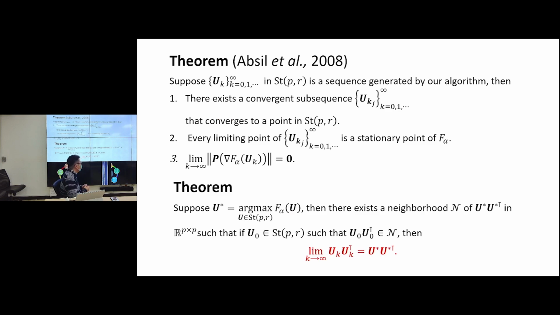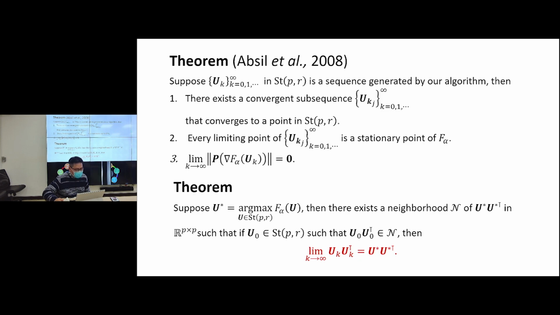So we give two theorems here. The first theorem you can refer to in this book. Suppose U_k is a sequence on the Stiefel manifold generated by our algorithm. Then there exists a convergent subsequence U_kj converging to a point on the Stiefel manifold, because the Stiefel manifold is a compact set in Euclidean space. So any sequence has a convergent subsequence, and the convergent subsequence has a limiting point.